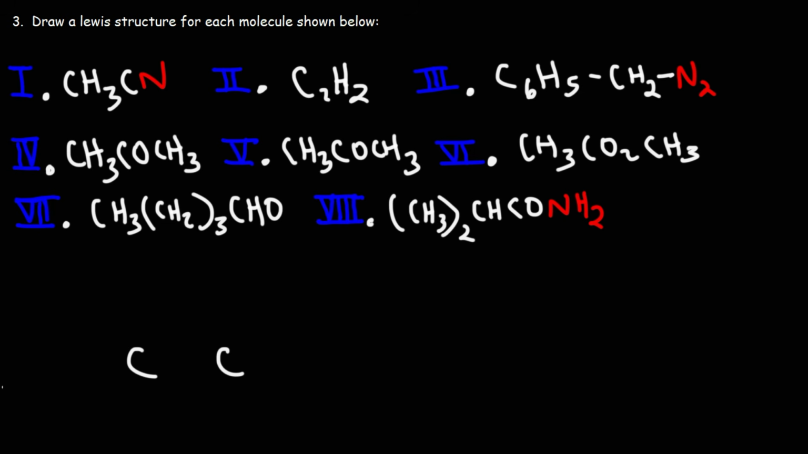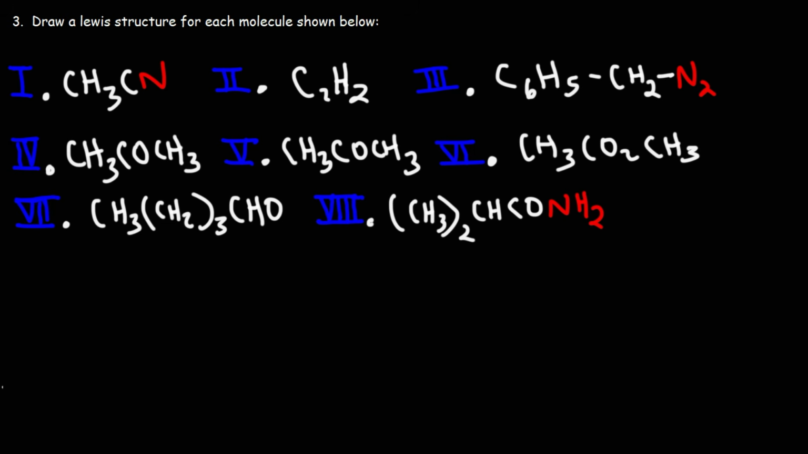Now, because there's 2 hydrogens, it's unlikely that both of those hydrogens will be on the same carbon. So it makes sense to put 1 hydrogen on each carbon. Now, in order for carbons to have 4 bonds, we have to put a triple bond in the middle. So C2H2 is this structure here, acetylene.